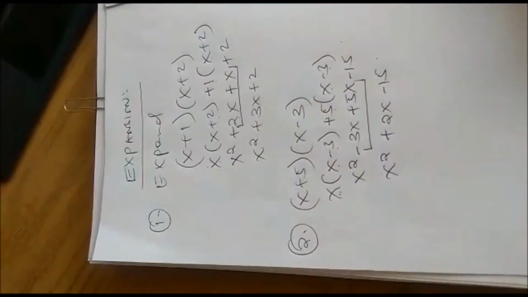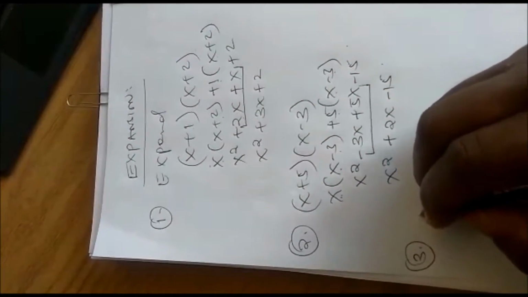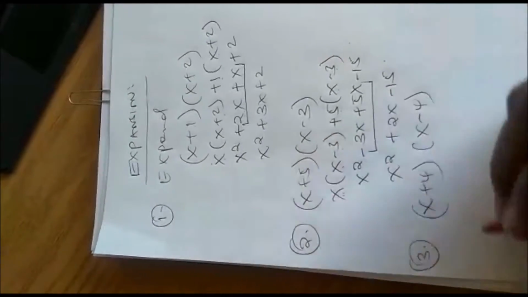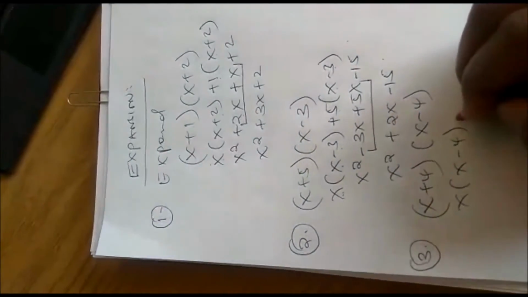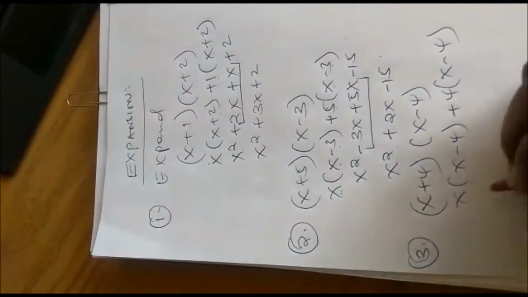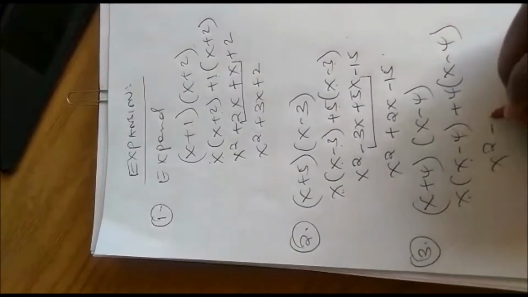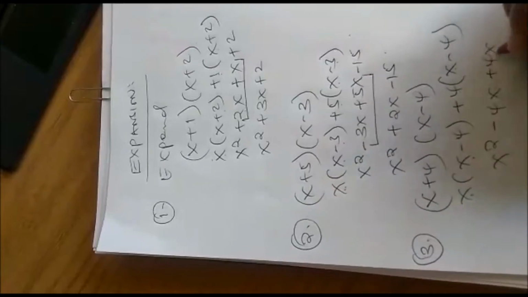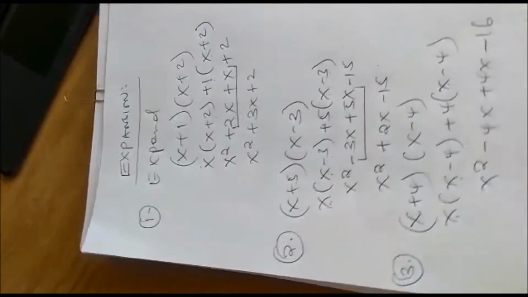We go to our last example. That is x plus 4 times x minus 4. x will multiply the second bracket, x minus 4, and 4 will also multiply the second bracket, x minus 4. X by x gives us x squared. X by negative 4 gives us negative 4x. 4 by x gives us positive 4x, and 4 by negative 4 gives us negative 16.